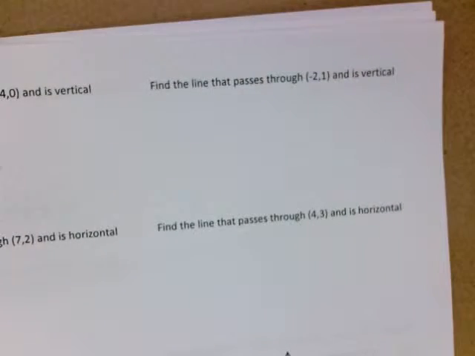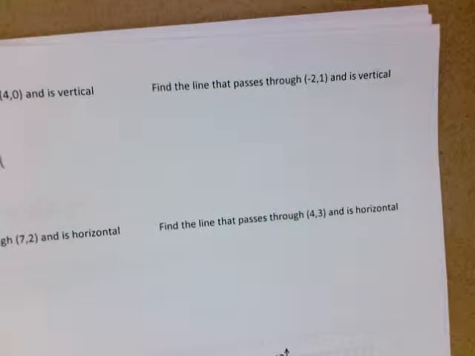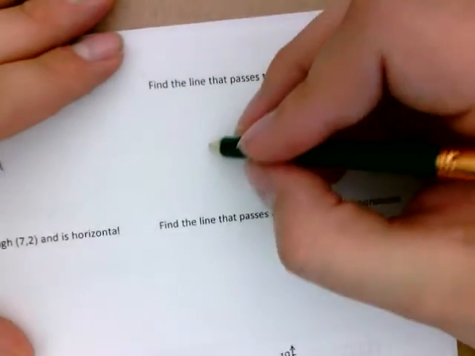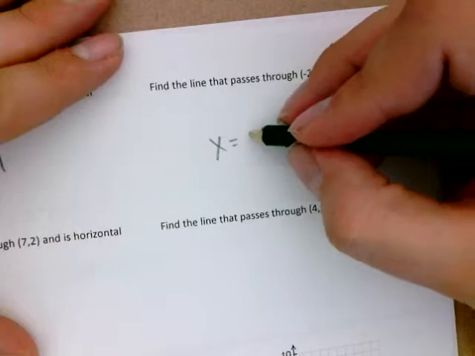Find the line that passes through (-2, 1) and is vertical. Well, it's vertical, so it's x equals, what's the x value? -2.